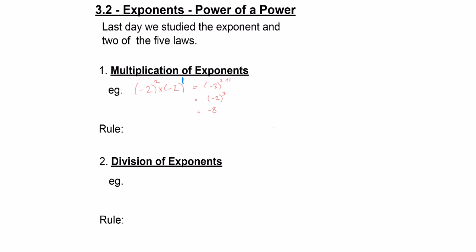The basic rule for multiplication of exponents is a to the m times a to the n is equal to a to the m plus n. Essentially, multiplying exponents means that we're going to add exponents.